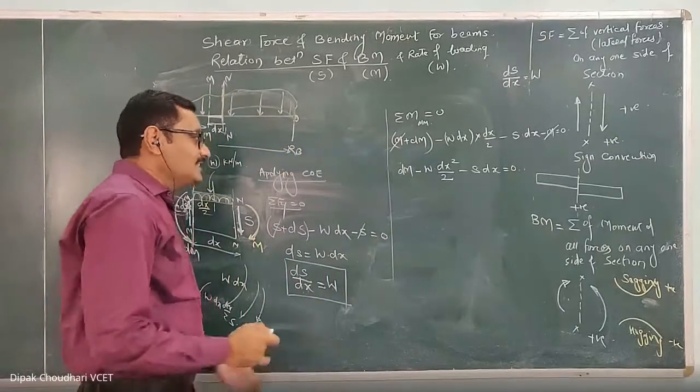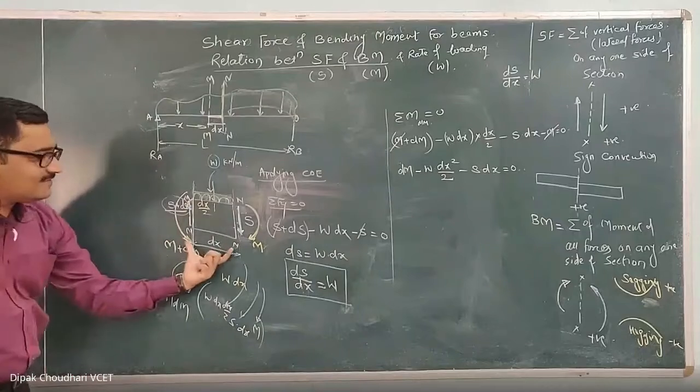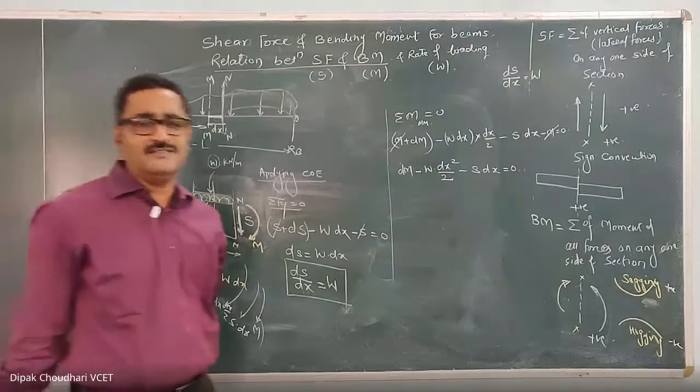Now, this dx is a very, very small elemental length. Very, very small.